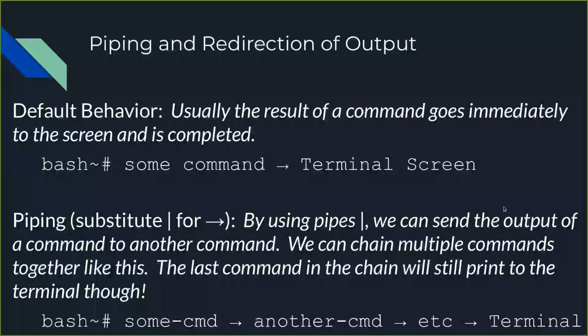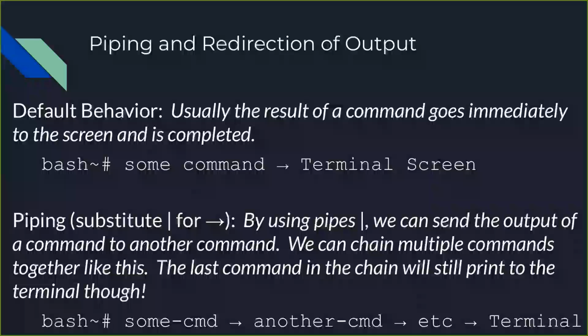Usually, whenever you type a command in Linux, the result of that command will go immediately to the screen, and that's it. If you're just starting out with Linux, that can make it pretty hard to figure out, okay, I got the results, but I want to do something with those results. How do I do that? In order to do that, you can use piping. You can add this pipe character, and what that will do is send the output of the command to the left of it to another command that's to the right of it.